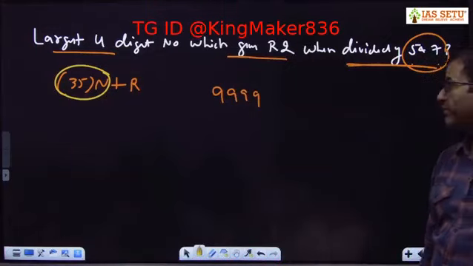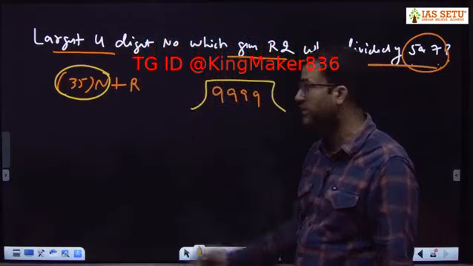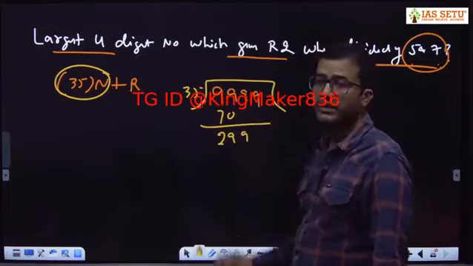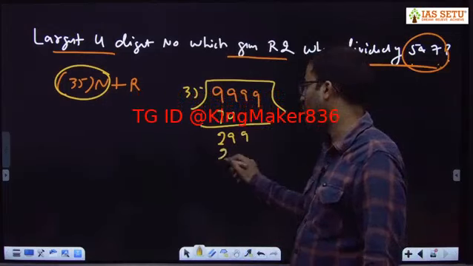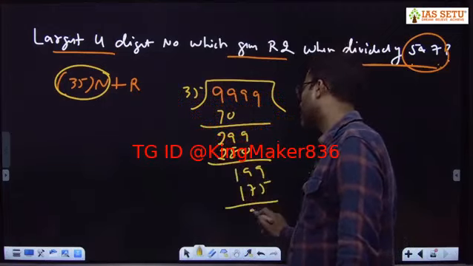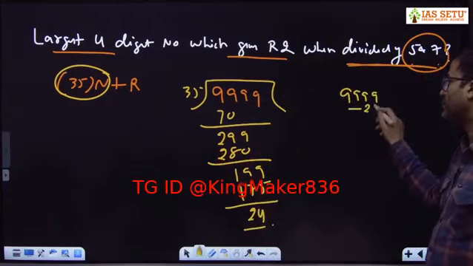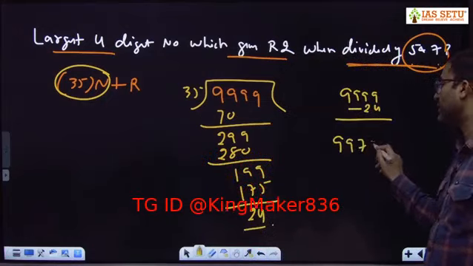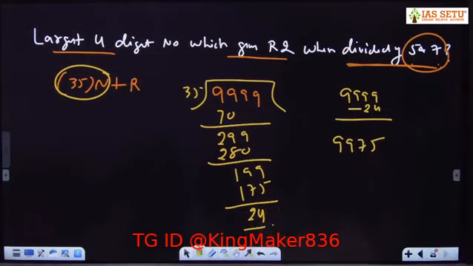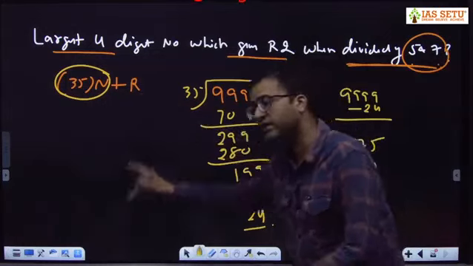हम पहले तो 35 का मल्टीपल निकालेंगे as we have done in type 5, जो हमने type 5 में सीखा था. 35 to the 70, 299, 70 to the 140, 140 to the 280, 199, 35 5 the 175, your remainder 24. So 9999 minus 24 is 9975, means exact multiple of 35. But you need 2 chocolate for yourself also. So finally plus 2. So you handle this remainder in the last step.